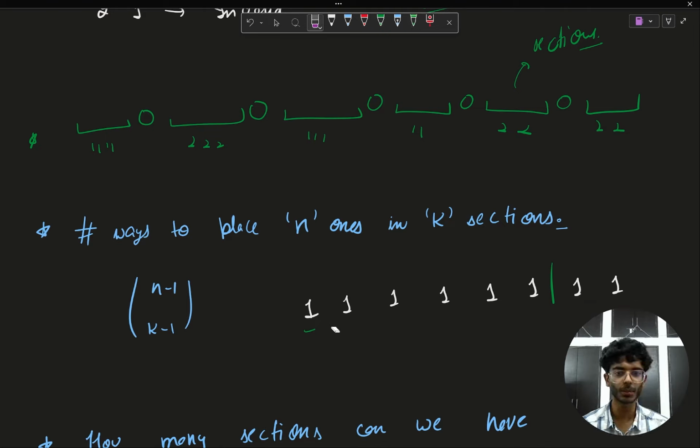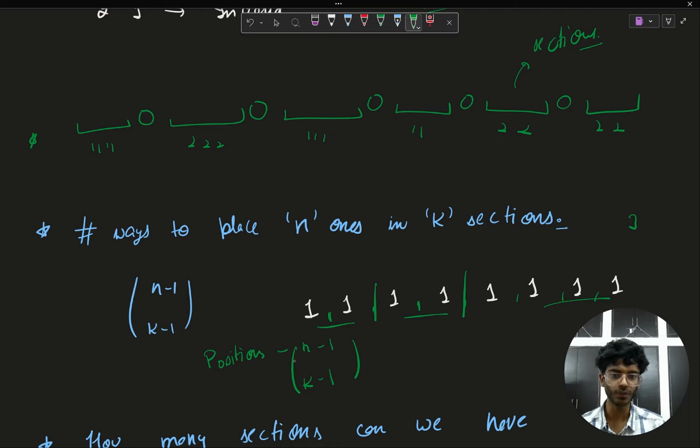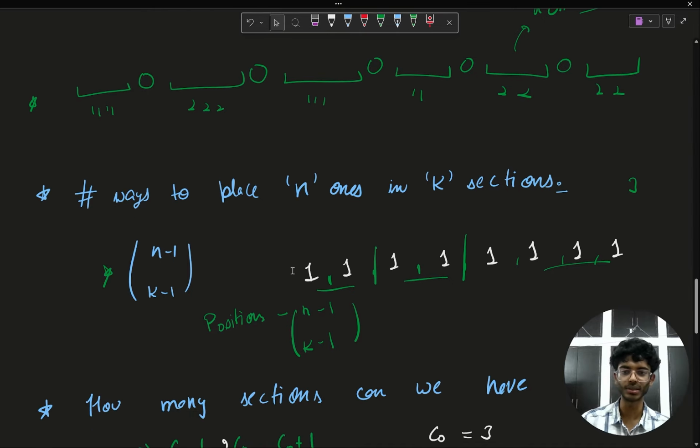Now, what are the total number of positions for placing these bars? This is where we can place a bar. Over here, we can place a bar. And similarly, these all are the places where we can place a single bar. So there are n minus 1 positions where we can place a bar. And how many bars do we need to place? k minus 1 bars. So let's say we want 3 sections, so we place two bars. This is how we choose k minus 1 from these n minus 1 positions. So this is how we get the number of ways to place these n ones in these k sections. And this is probably the most important formula we'll be needing further.